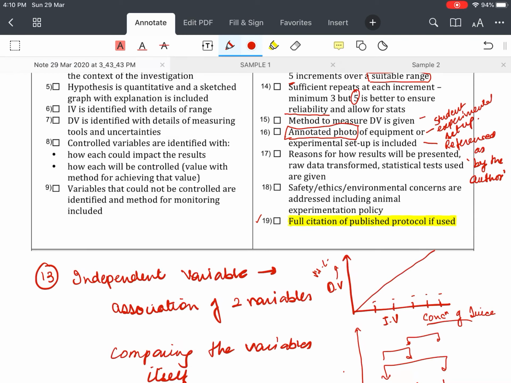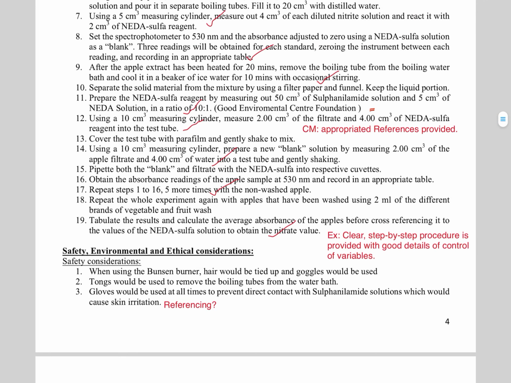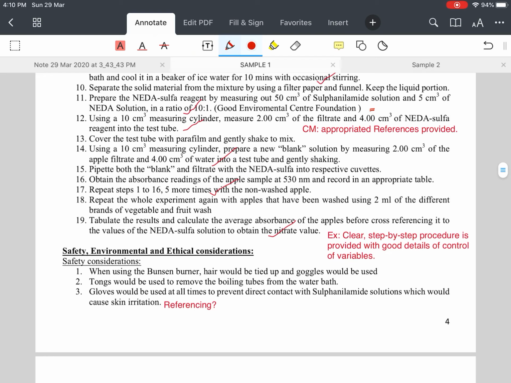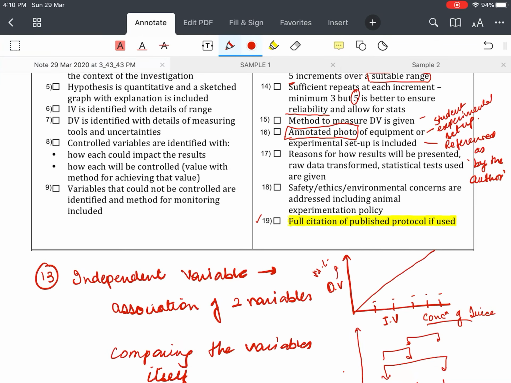Reasons for how results will be presented, raw data transformation, statistical test are given. So if you see in this sample procedure, I don't exactly remember, but a few steps: tabulate the results, calculate the average, obtain the nitrate value. If you are using a statistical test, you should mention that in your procedure as well.